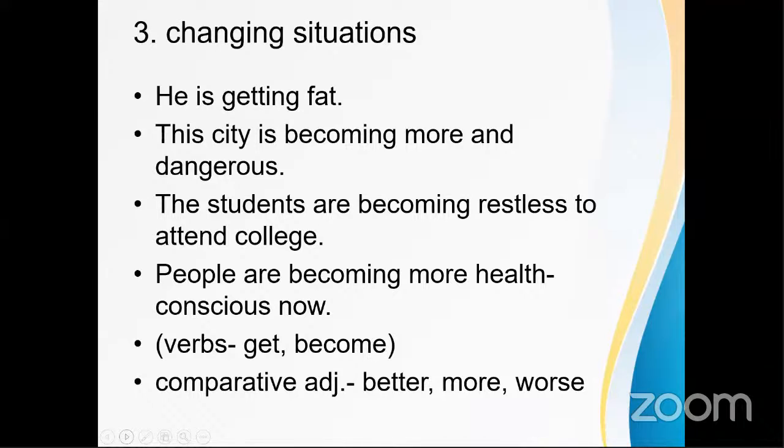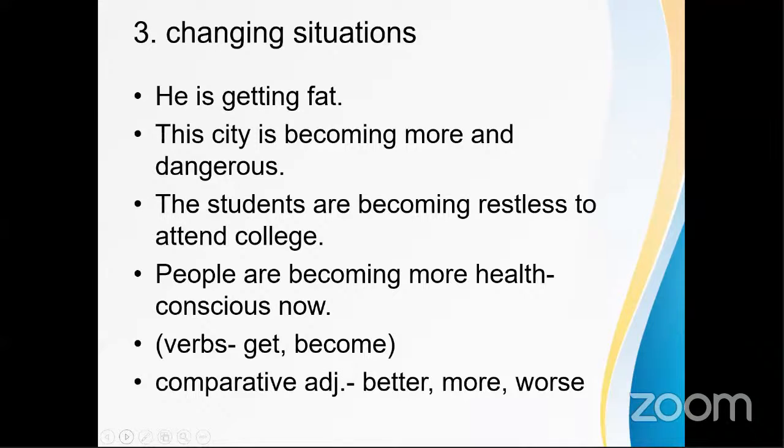What about the next one? This city is becoming more and more dangerous. Now, you must have seen in films the mafia, the underworld. When big cities develop naturally, all this also comes up: the underworld, the crime mafia, things like that. So if you're talking about a city where you have all these gangs, you can have a sentence like this: This city is becoming more and more dangerous. So that is a changing situation. This city was not so dangerous a little while back, but now you find that the city has become more dangerous. So there's a changing situation as far as that city is concerned.